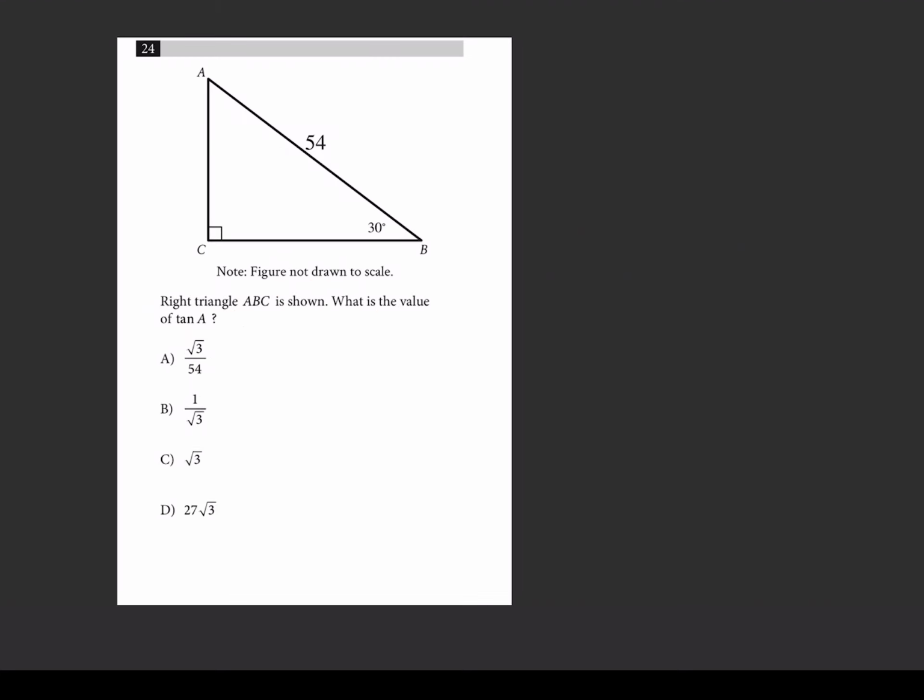So for 24, we've got a right triangle with a hypotenuse of 54 and a 30-degree angle at angle B. And they want the value of tan A. So again, you're going to want to make sure you know your SOHCAHTOA, right? So tangent of any angle is going to equal your opposite side over your adjacent, right? So they want, be careful here.